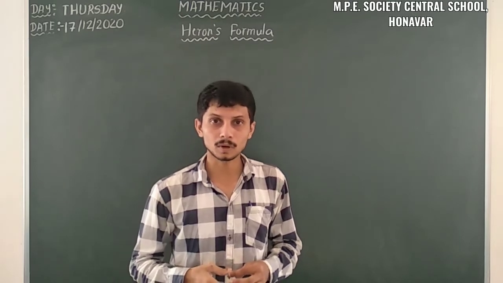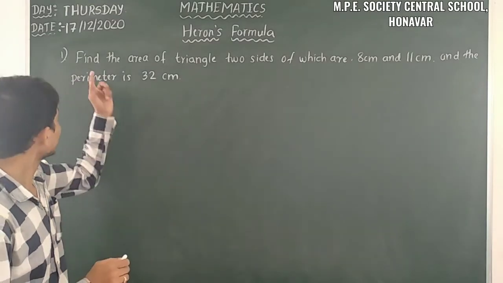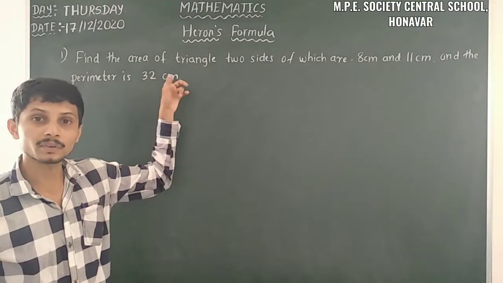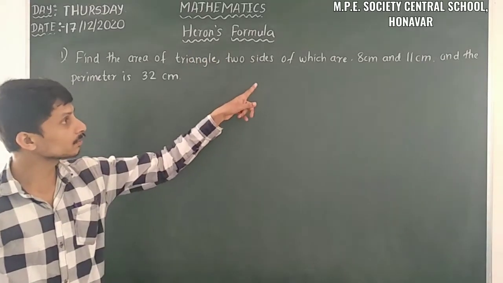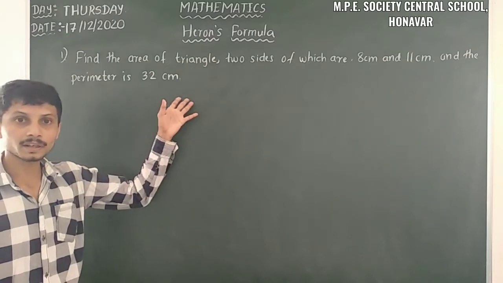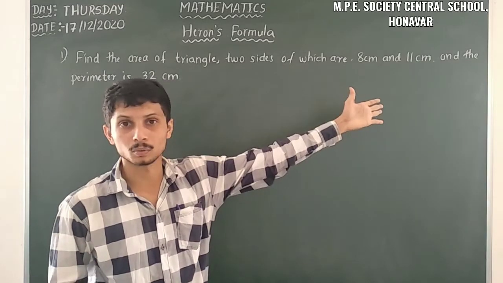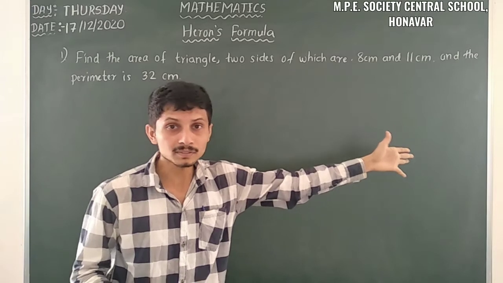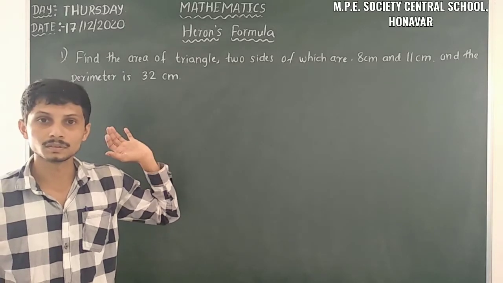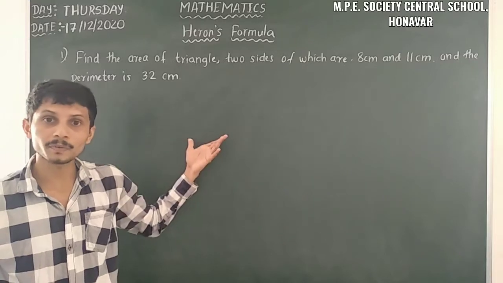Let us take one by one. Let us take the first problem of this video. The problem is to find the area of a triangle, two sides of which are 8 cm and 11 cm, and the perimeter is 32 cm. Out of three sides we have only two sides, and the other information given is the perimeter. Using the perimeter we can calculate the other side. Let us take A and B, and we have to find C.